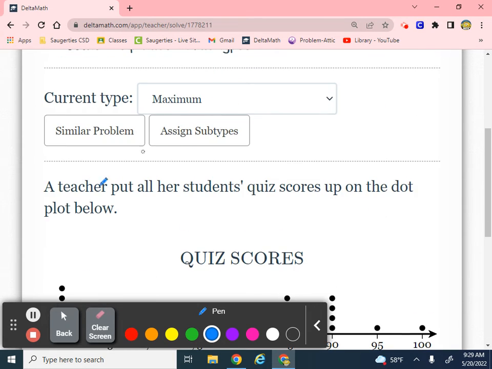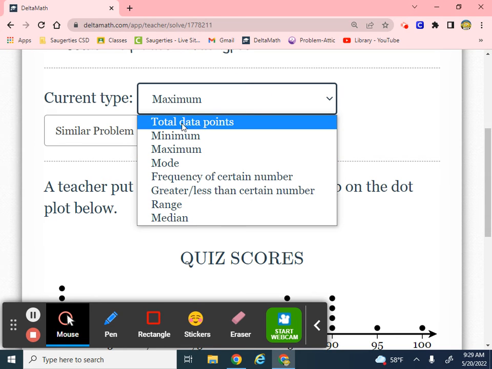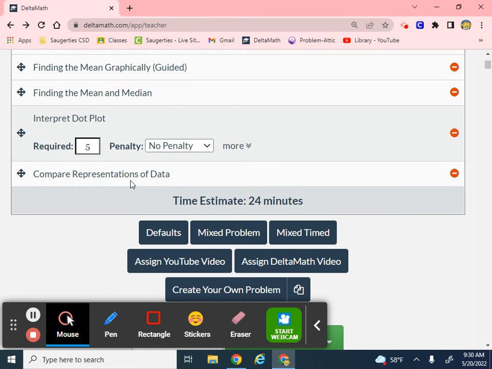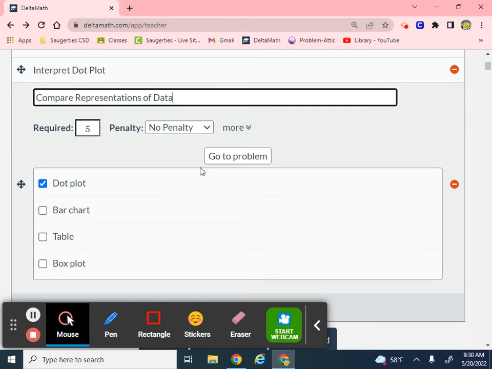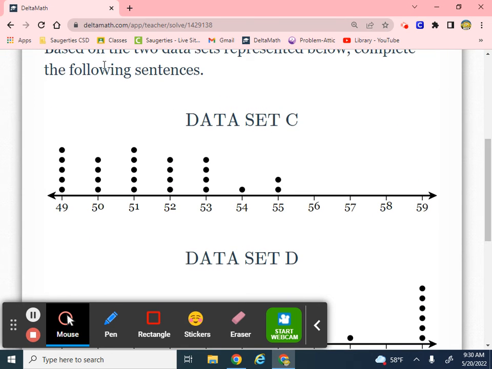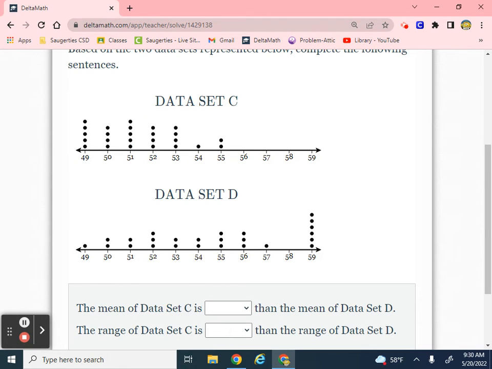Let me just take a peek and make sure I didn't miss any. Frequency. I think we're good with that kind. Now, this is where it just all went downhill. This is going to ask you certain questions.